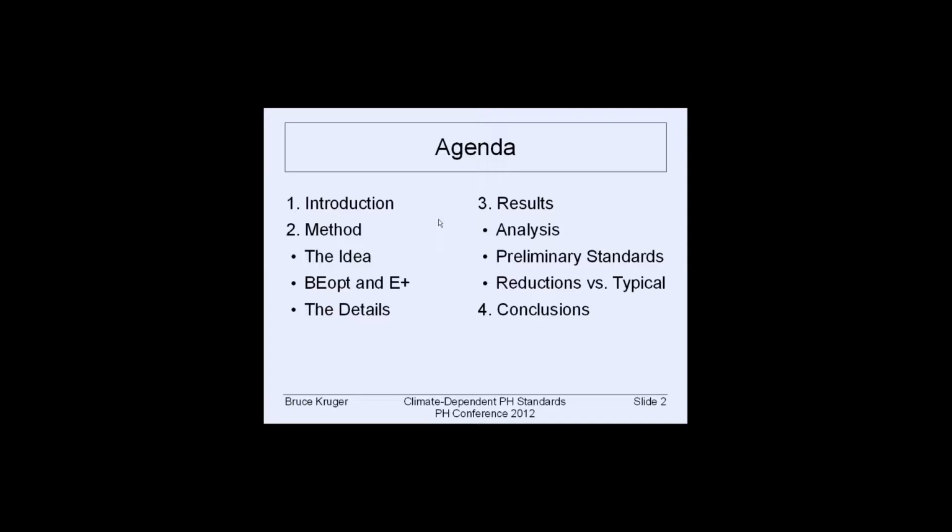And then with that background, I'll be able to get into the more details of the method. Then I'll share some results with you, including some potential or preliminary standards that resulted from the method. And one question I had was, as probably all of you have heard, Dr. Feist claims that in Germany, the passive house standard can lead to 90% reductions in heating energy consumption. And I was curious if that kind of achievement was possible here in the United States. And so I have some numbers there. And then finally, I'll wrap up with conclusions.